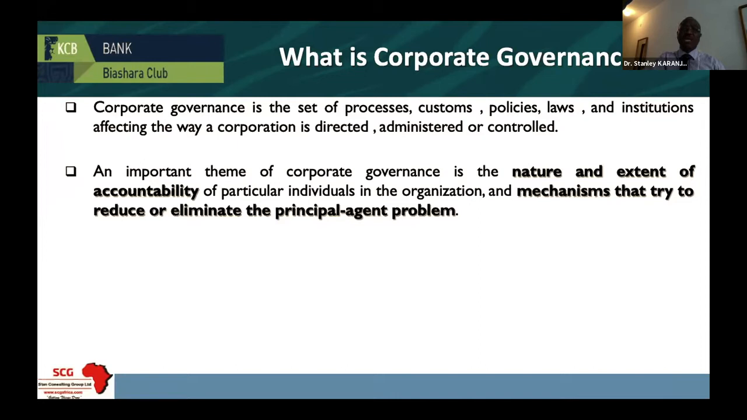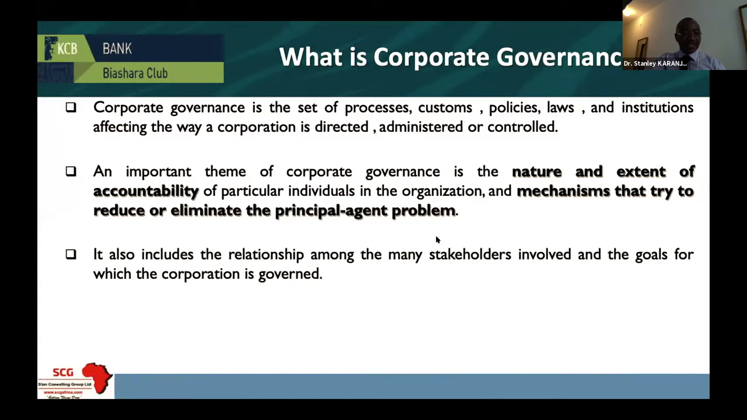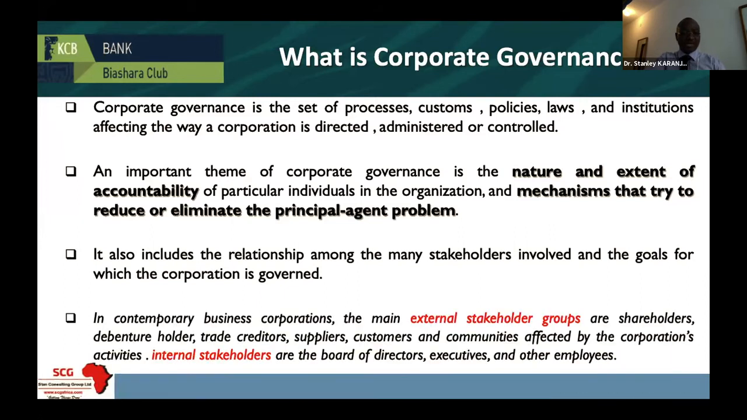As we continuously do our business, we must think, do we have a board? When shall we have a board? When shall we develop the principal agent relationships within our businesses? Which also includes the relationship among many stakeholders involved and the goals by which the corporation is governed, the vision and the mission.